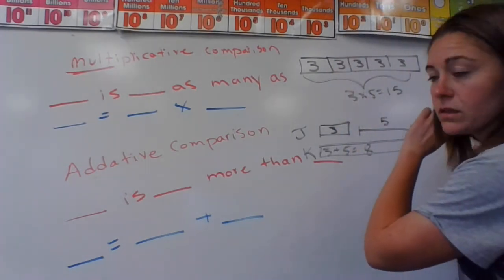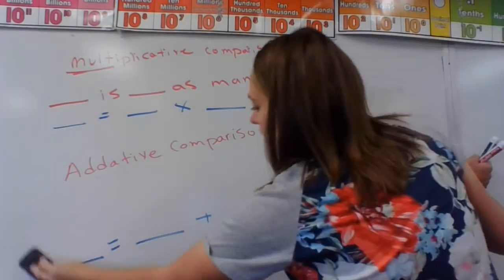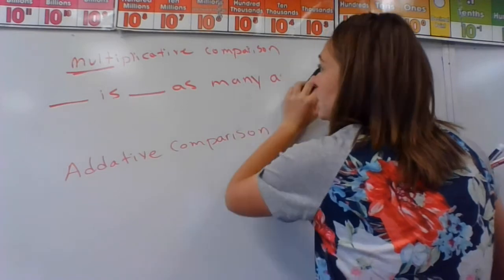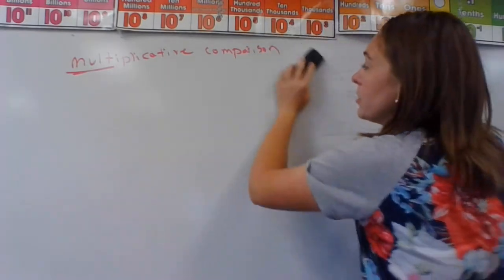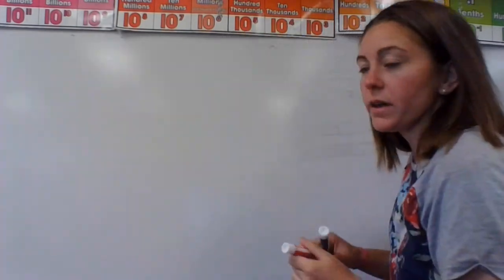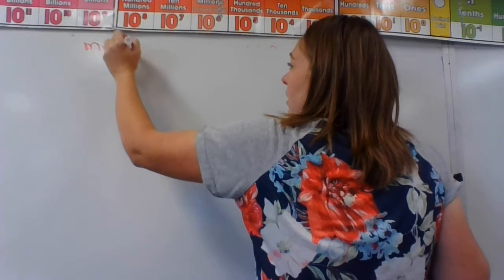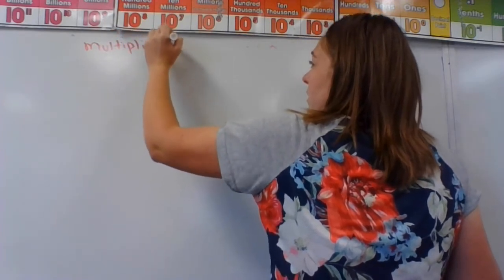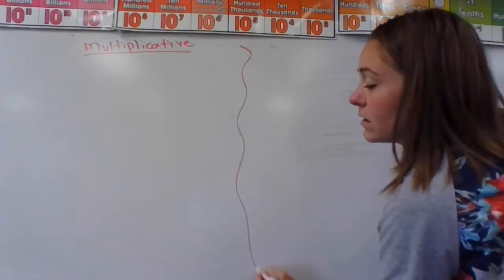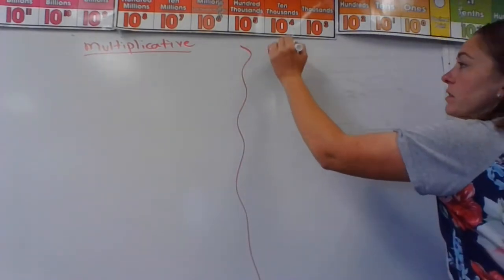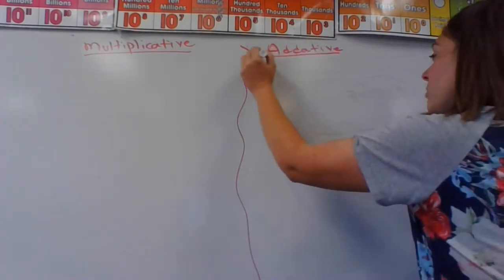Is it okay if I erase this? All right. I'm going to do it vertically down the board, I think. I'm going to do multiplicative over here. Multiplicative. We'll do a problem right there. And then over here we'll do additive. All right, so let's do multiplicative first.